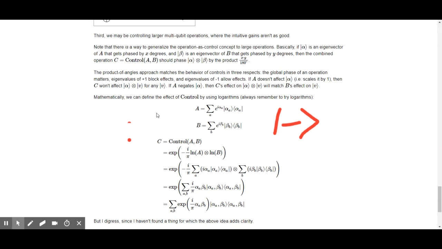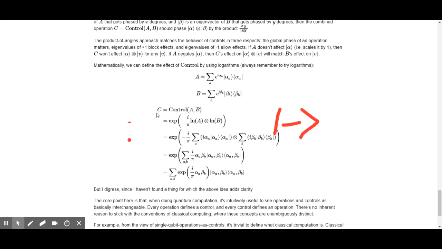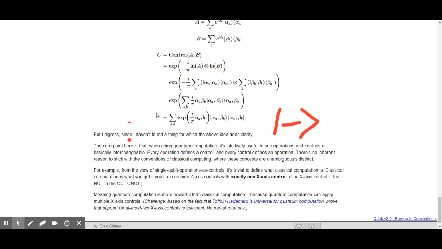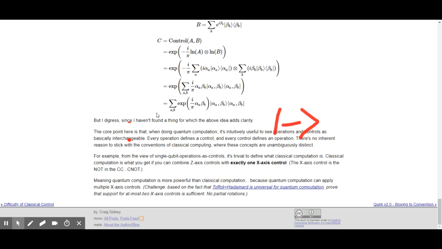Mathematically, we can define the effect of control by using logarithms. Always remember to try logarithms. But I digress, since I haven't found a thing for which the above idea adds clarity.